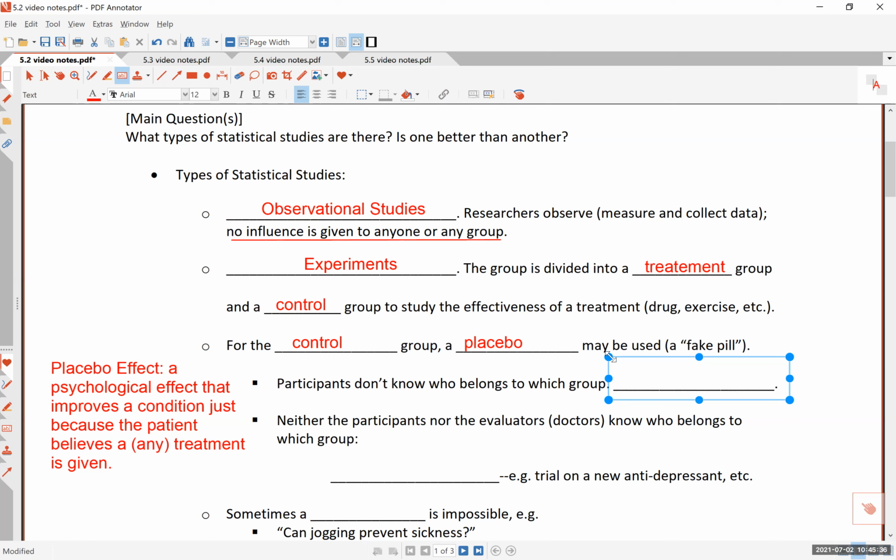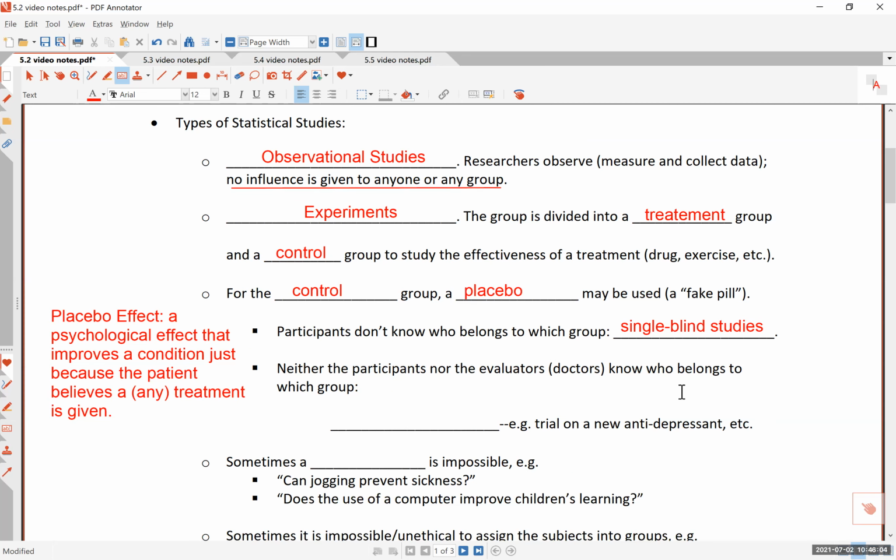Right? Yeah, I'm getting a placebo. I know I'm not supposed to be getting better. That's not what you want to happen. So when the participants do not know who belongs to which group, this is called a single blind study. Okay, so in a single blind study, participants do not know if they are in a treatment group or if they are in the control group.